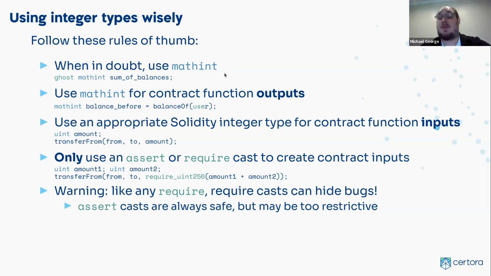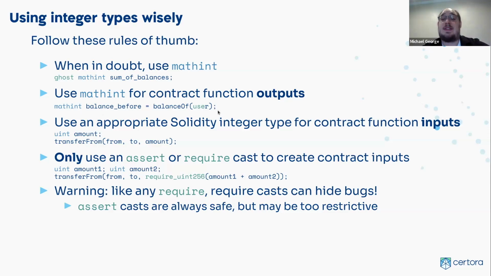You should use mathint wherever possible. It's an infinite precision number. It's easier for the prover to reason about. Most ghosts, for example, will be mathints. When a contract function outputs something, you probably want to store it in a mathint. Wherever you can, use a mathint. That's sort of the first rule here.